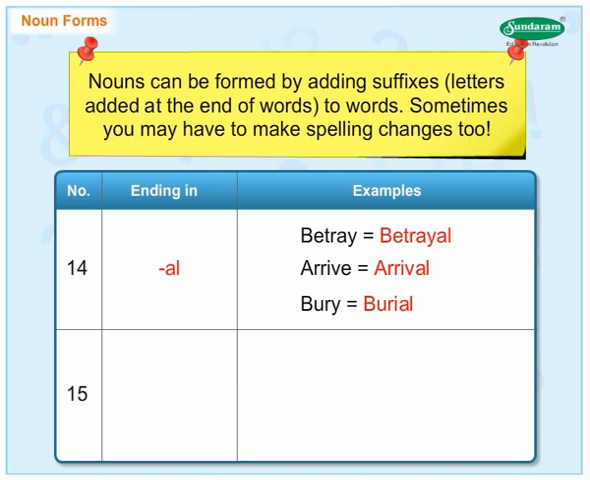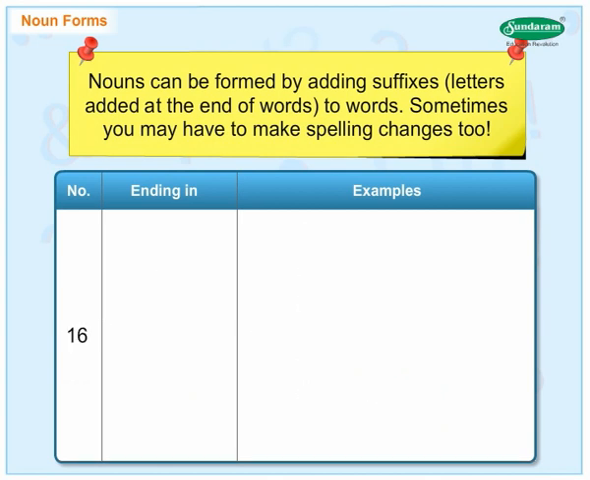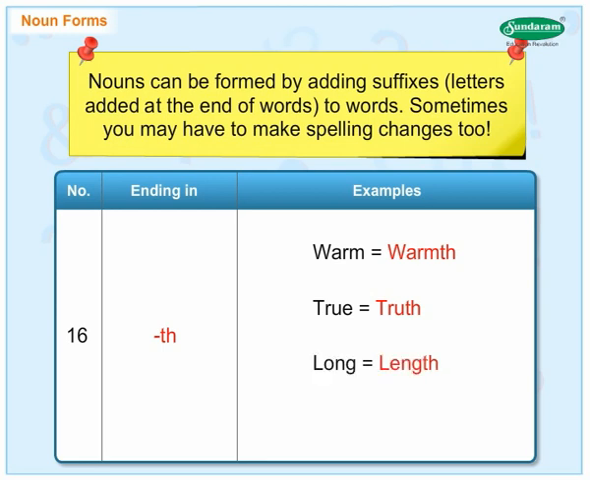15. Ending in I-C-E, ice. For example, just, justice. Serve, service. Advise, advice. 16. Ending in T-H, th. For example, warm, warmth. True, truth. Long, length. Die, death.